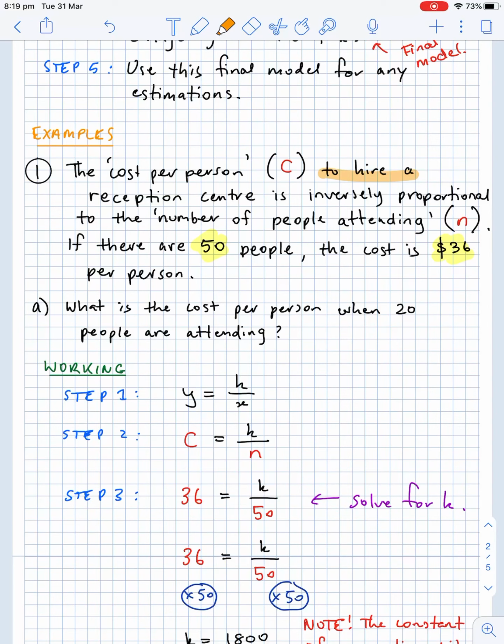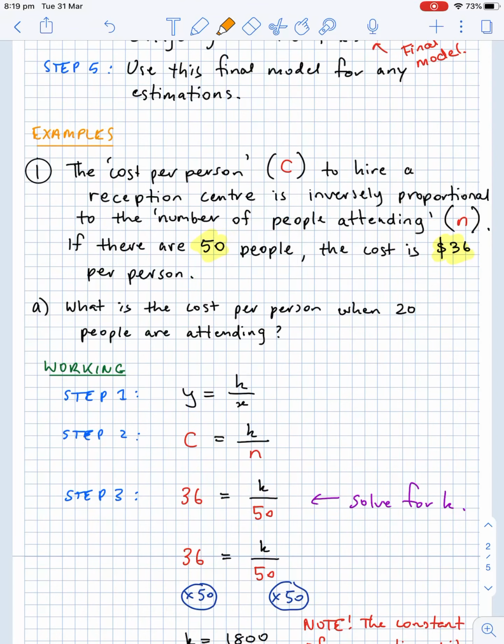Is inversely proportional to the number of people attending, and that's our other variable. So the idea is that we don't know how many people are going to attend, and we don't know the cost per person. But these two variables are linked. They're inversely proportional to one another. If there are 50 people attending, the cost is $36.